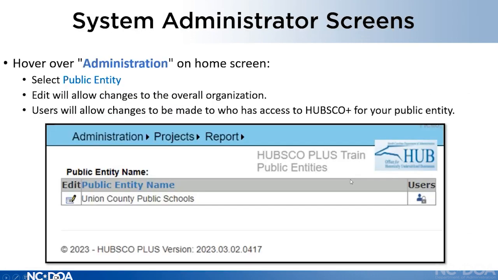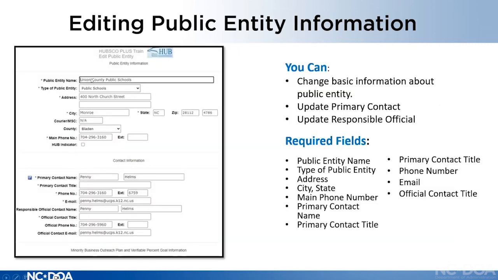So the system administrator screens, coming back here, hover over administration on the system screen, select public entity, and that will allow you to change items for your overall organization. And the users part over on the far right, with the little person icon with a lock next to it, that is who has access to HUBSCO Plus for your public entity. The part right under edit is more about the organization as a whole, but the users, it'll have information there for them. And if you clicked on that edit part, you would be able to see this.